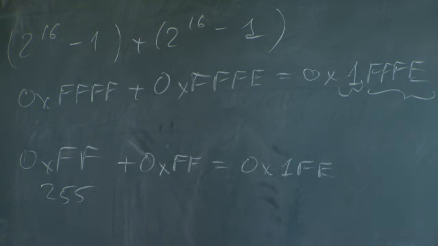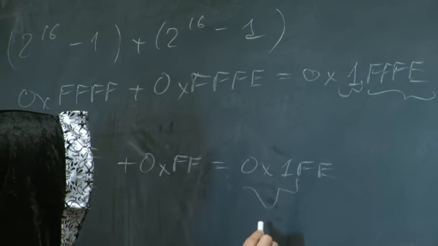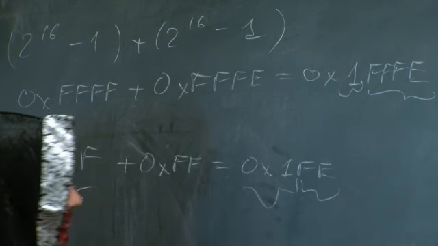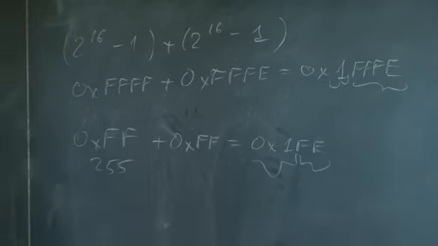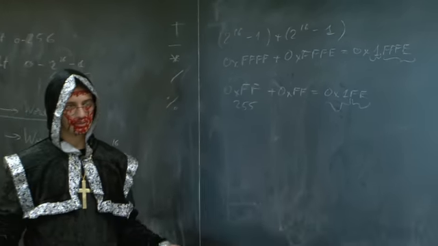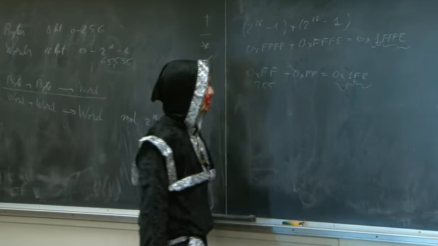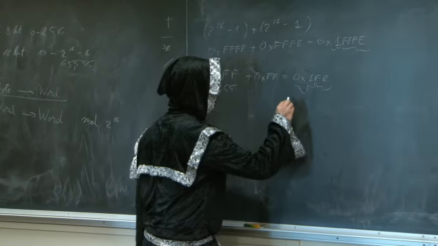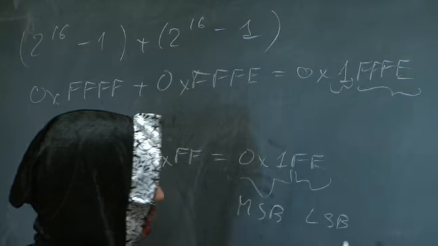OK, where's the carry here? It'd be the 1, right? Yep. So this guy here is the carry, and this guy is the low result. OK, does anyone know how these are called? If you have a word and you have 2 bytes, what's the first byte, what's the second byte? All right. So most significant byte, MSB, and least significant byte, LSB.